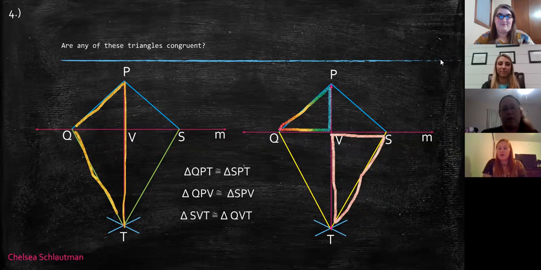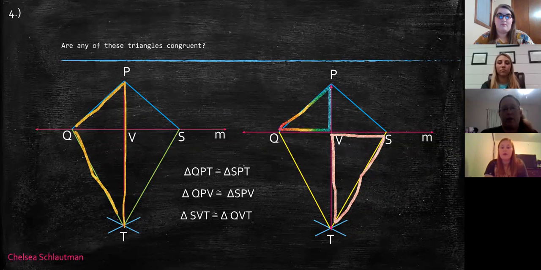We have QPV, and then we also have SPV. Those two are the same. And I have it highlighted here in a rainbow color to highlight the actual triangle figure. If you were to flip that over, it would be the exact same triangle as SPV. So those two are congruent.